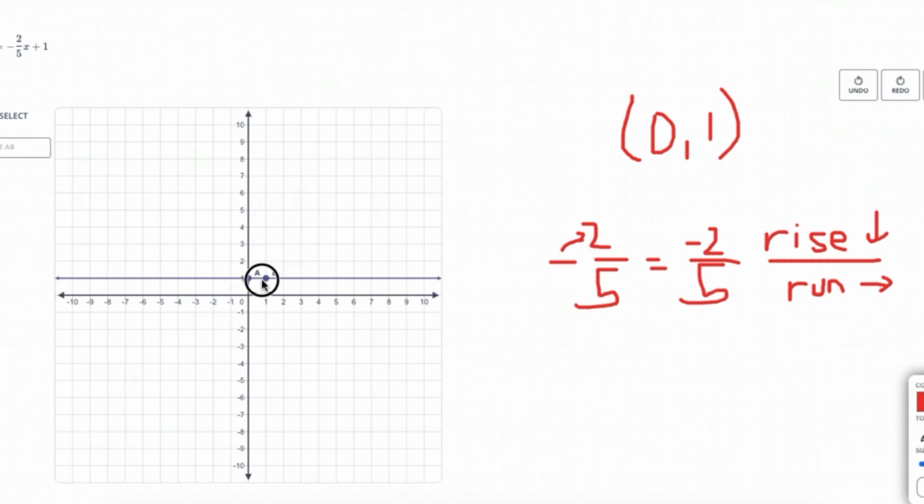So I'm going to take my other point. I'm going to start, look, I'm starting at my y-intercept. Now I'm going down 2, 1, 2, right 5, 1, 2, 3, 4, 5. And there we go. I'm dropping my point right there.